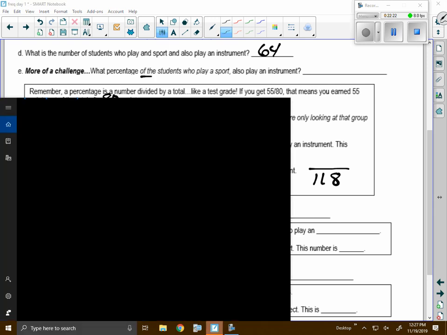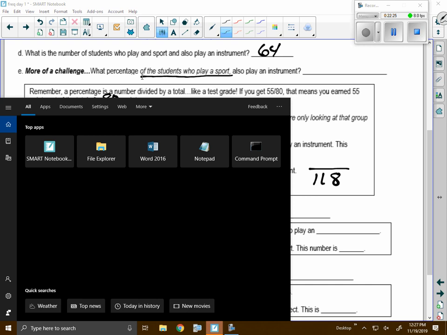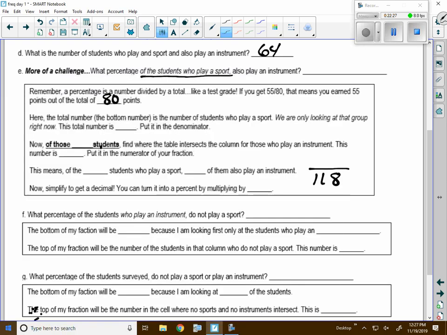Okay, now, before we move on, look up to the original question. What percentage of the students who play a sport? Okay, that is the first thing that they ask you. That is going to be your denominator every single time. So whatever they ask you first, that is your total that you're looking for. Okay, then it says we are only looking at that group right now. Oh, we already said that, 118. Okay, so we have it in our denominator.